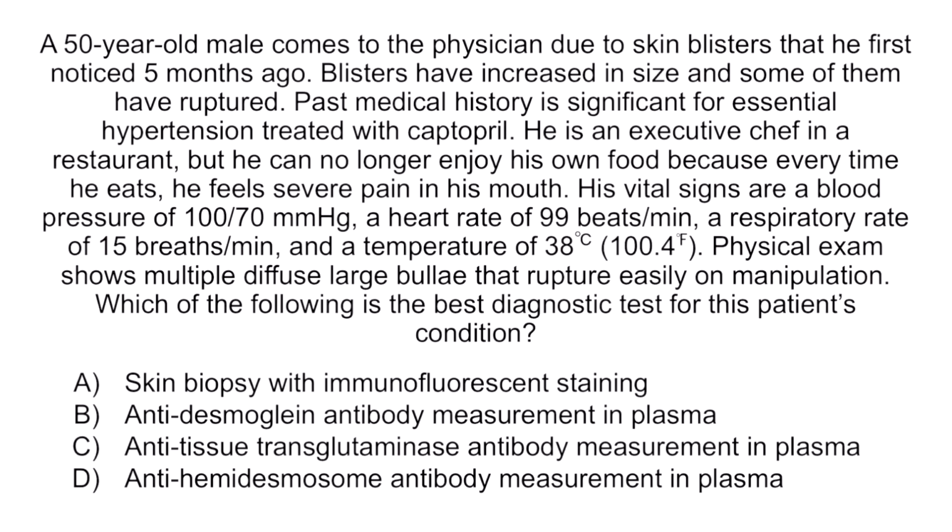A 50-year-old male comes to the physician due to skin blisters that he first noticed 5 months ago. Blisters have increased in size and some of them have ruptured. Past medical history is significant for essential hypertension treated with captopril. He is an executive chef in a restaurant, but he can no longer enjoy his own food because every time he eats, he feels severe pain in his mouth. His vital signs are a blood pressure of 100/70, heart rate of 99, respiratory rate of 15, and a temperature of 38 degrees Celsius. Physical exam shows multiple diffuse large bullae that rupture easily on manipulation.